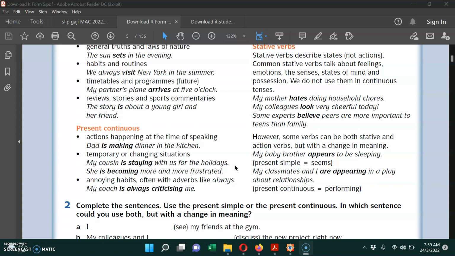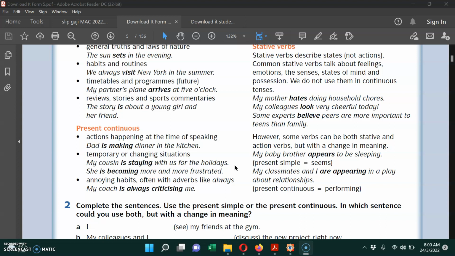Okay. Second use, gunaan yang kedua, temporary or changing situations, situasi yang berubah ataupun sementara. My cousins are staying with us for the holidays. Sepupu saya tinggal dengan kami sepanjang musim cuti ini. But okay, he does not stay with us all the time. Okay, he just comes for the holidays. Okay, next one. She is becoming more and more frustrated. Dia menjadi semakin kecewa. Okay.